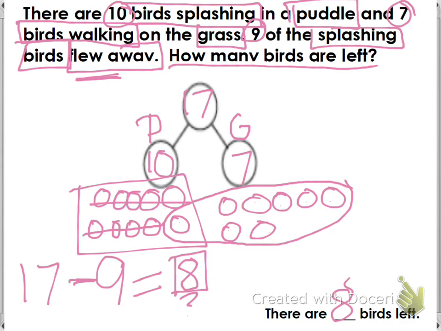Now the reason why 10 and 7 are our 2 parts is to be able to know that we're taking 9 from this 10. Because it broke up 17 in the 10 way. So it's broken up the 10 way so we can take 9 from that 10 to make it easier for us to figure out what our answer is.